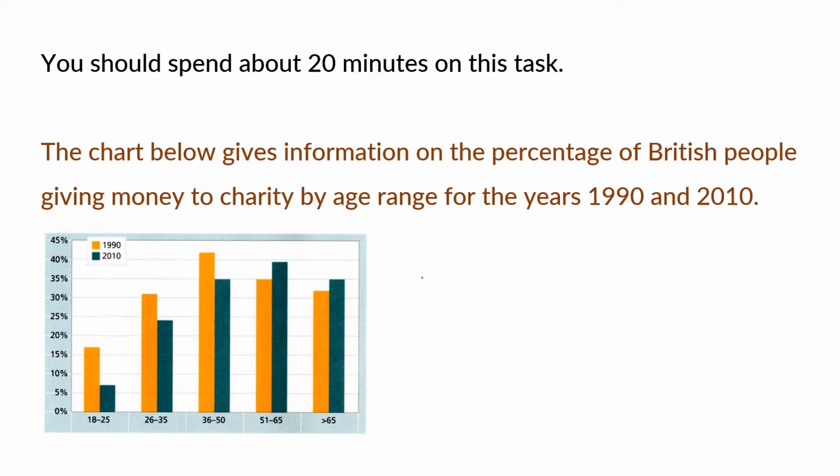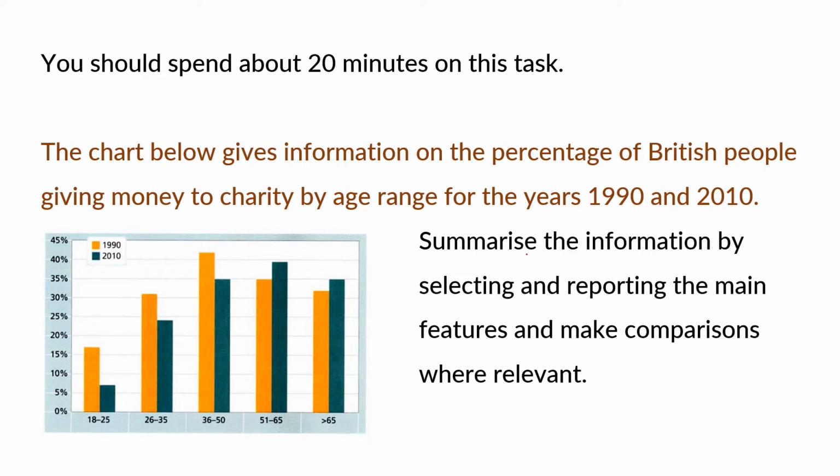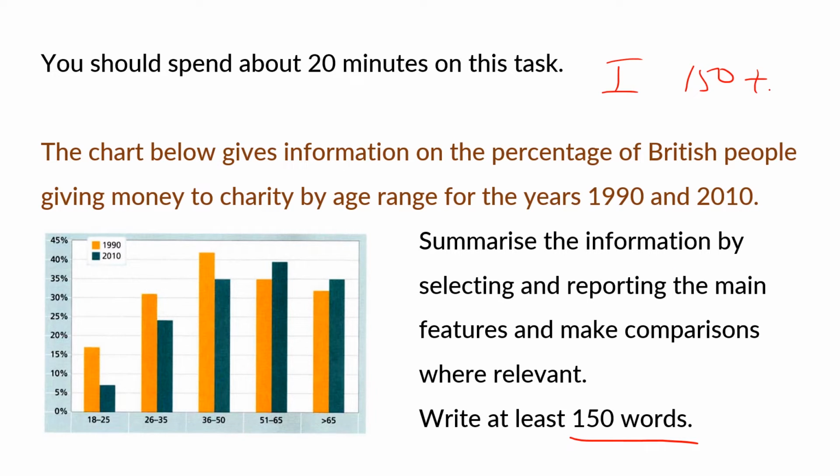there are more instructions, don't worry. Instructions are: summarize the information by selecting and reporting the main features and make comparisons where relevant. Every question will have this information for sure. These are called instructions. And also write at least 150 words. One of the criteria for writing. For part 1, it is minimum 150 words. That means 150 plus you have to write. If it is 149, you will get a penalty.